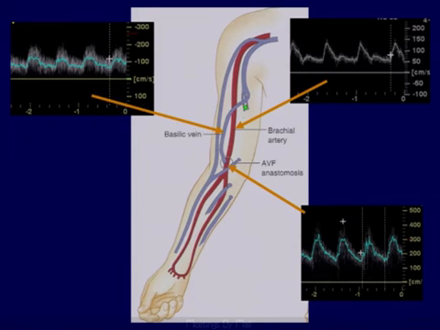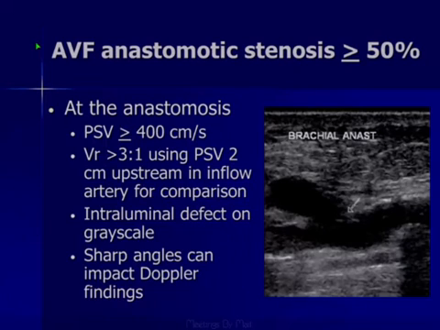As we walk through the whole circuit, again, we'll go from relatively laminar flow in the inflow artery, seeing some turbulence across the anastomosis, and then slightly lower velocities in the outflow vein.